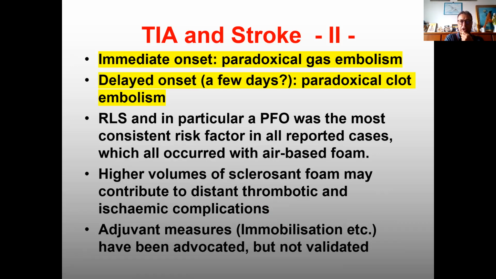Again, the right to left shunt is probably the most important risk factor in all the reported cases, or the majority of the reported cases which were encountered in literature, and higher volume of sclerosing foam may contribute as well. A few adjuvant measures have been advocated but not validated to reduce this possibility of TIA and stroke.